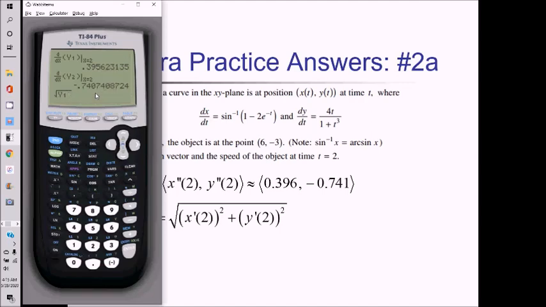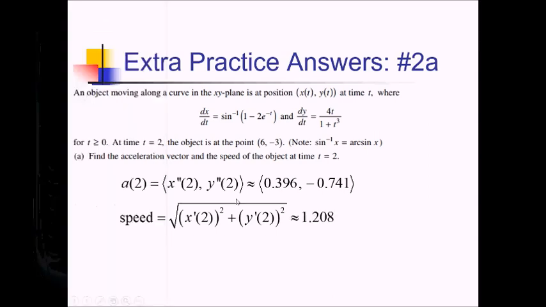so we have y1 with 2 plugged in, and then close that parentheses and square it. And then to get y prime of 2 squared, we'll do alpha trace y2, plug in 2, square that, press enter, and that's 1.208.